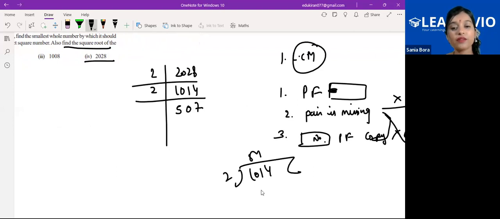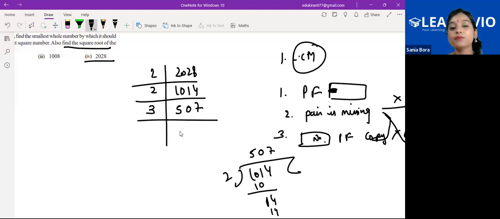2 5s are 10. That's the mistake I made, and then I realized, so I have to do it again. So 2 5s are 10. Then you are bringing this 1 here, right? But it is not divisible by 2. So that's why you put 0 and then you bring 14, and 2 7s are 14. Okay, so nobody should make the mistake. I think, Ronnie, you made the mistake here only, no? This one. And after that?